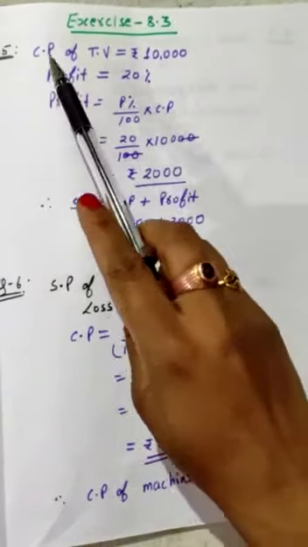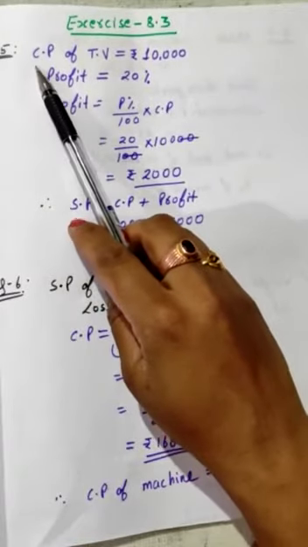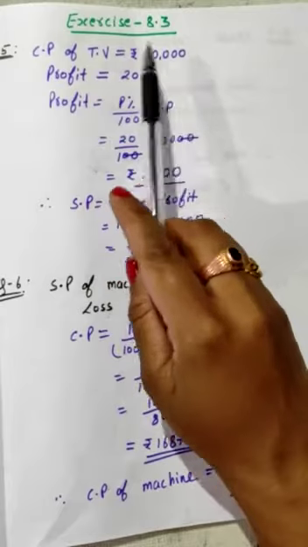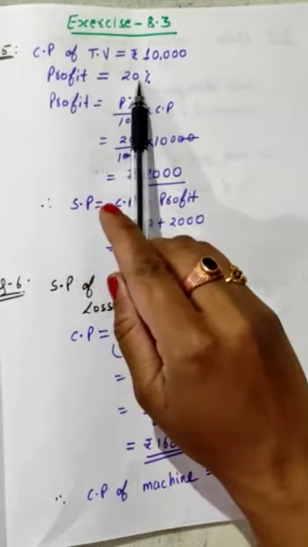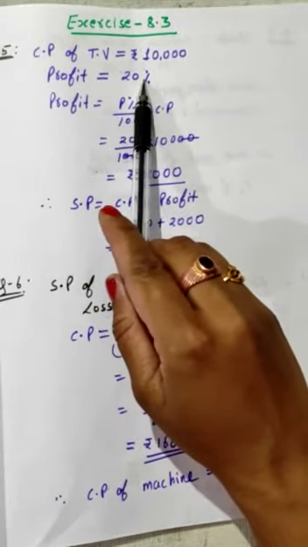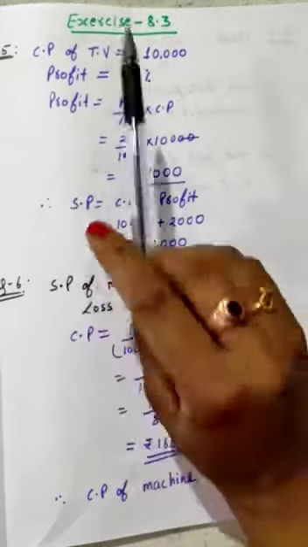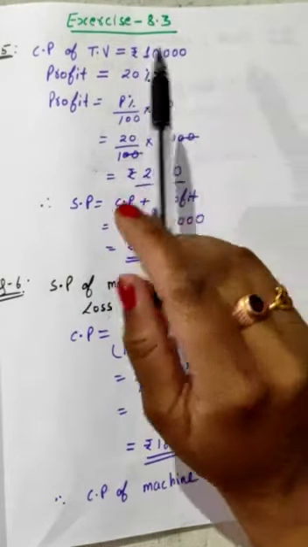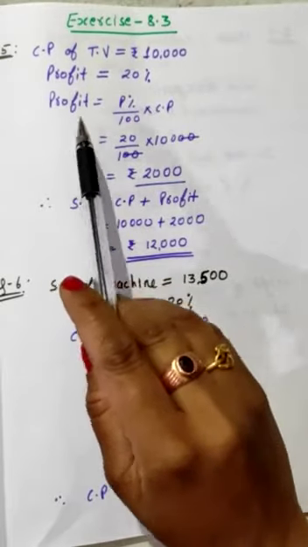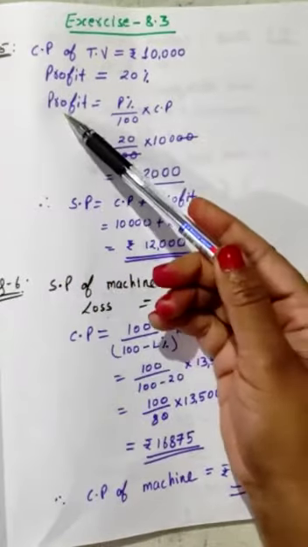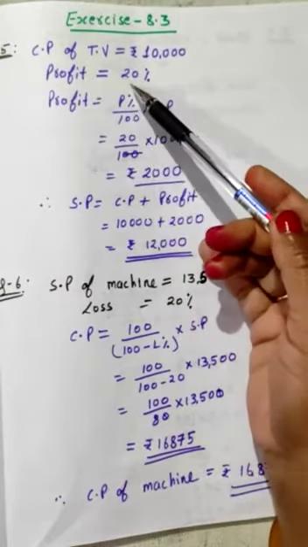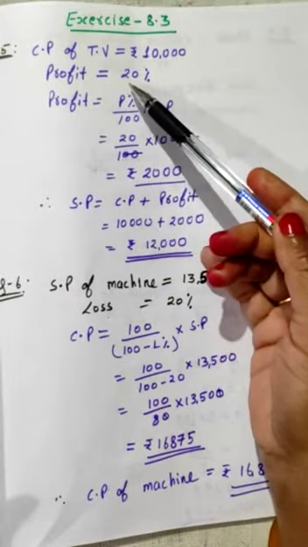So the fifth question is CP of a TV. A TV is bought for rupees 10,000 and the person has made a profit of 20%. You have to calculate what will be the selling price. So you know there is a perfect formula for it. First of all, you will calculate the profit in amount. This percentage is given to you, so you have to calculate it in amount.